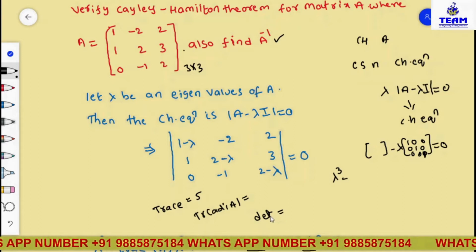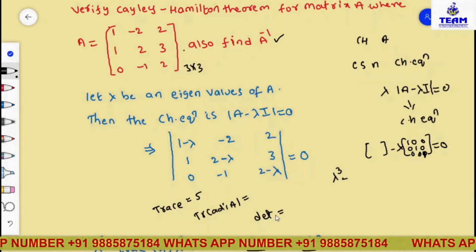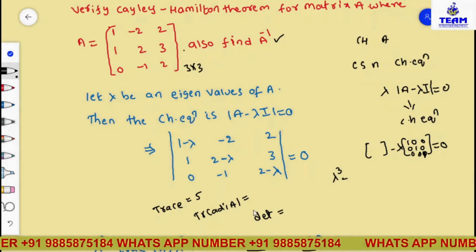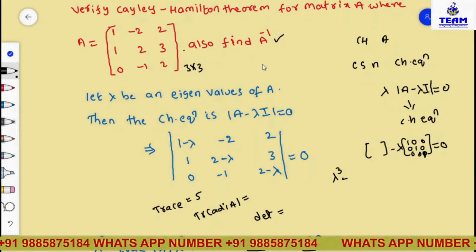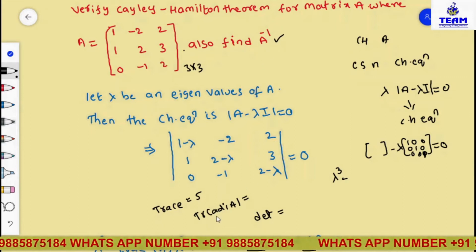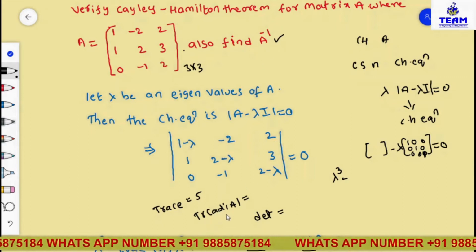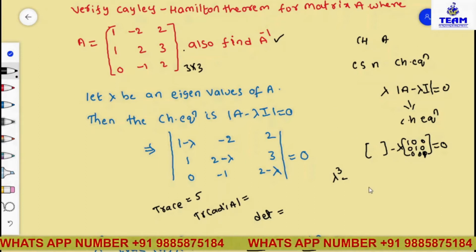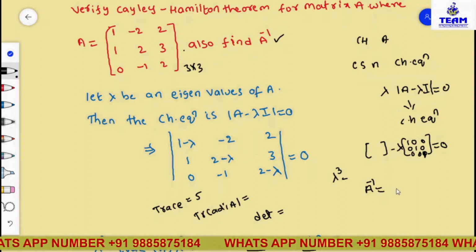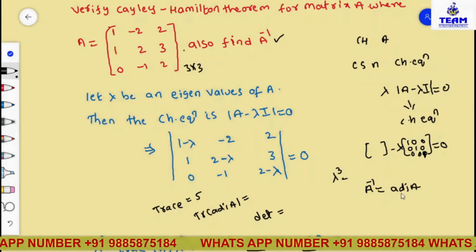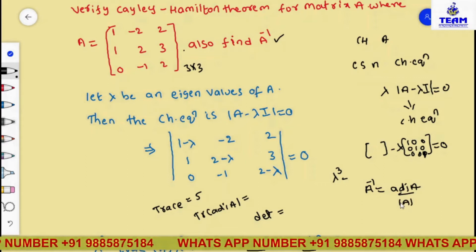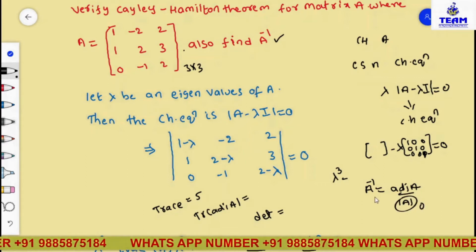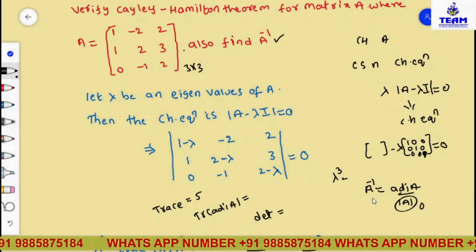Friends, remember if det is 0, then the matrix is singular. In this case you won't get A inverse, and you won't get adjoint A either. By using the calculator, you cannot get the adjoint A, because the formula is A inverse equals adjoint A by det A. If det A is 0, what will happen? Does A inverse exist? No, A inverse does not exist.